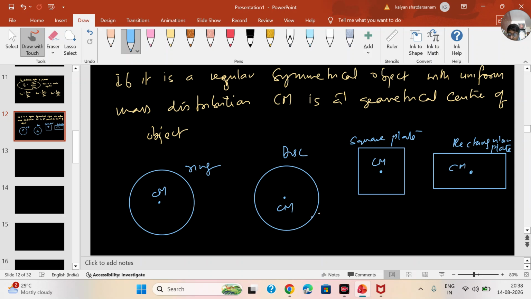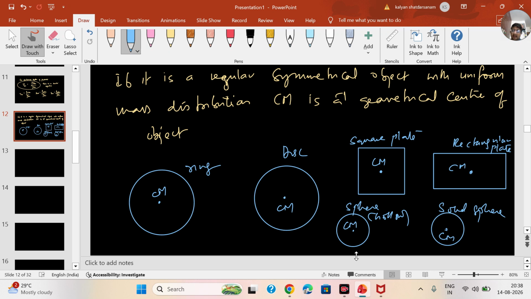So sphere, for example, hollow sphere, uniform, center of mass is here. Sphere, hollow. Even a solid sphere, uniform solid sphere, center of mass is at the geometric center. So I'll write CM here and here. So regular symmetrical objects with uniform mass distribution, center of mass is at the geometrical center.